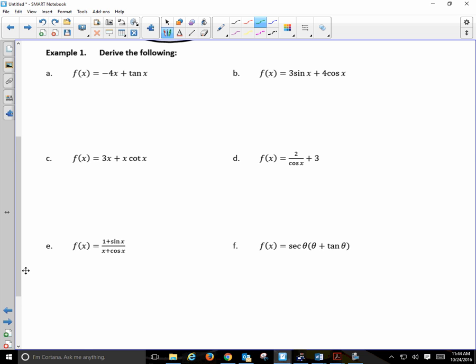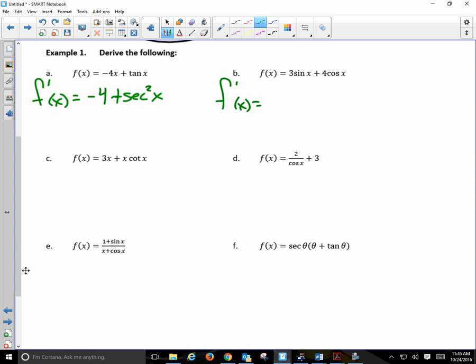Let's take the derivative of the following. Derivative, negative 4x. Derivative of tangent. And that's it. Is that nice? Negative 4 plus secant squared of x. So, pretty easy derivative. Next one.